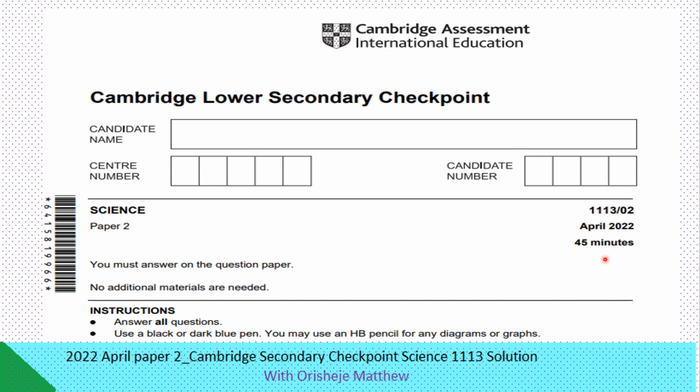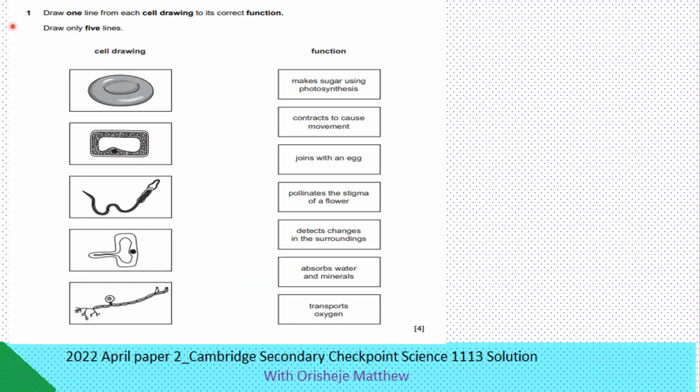Paper. Draw a line. Question 1. Draw a line from each cell drawing to its corresponding function. Red blood cell transports oxygen.